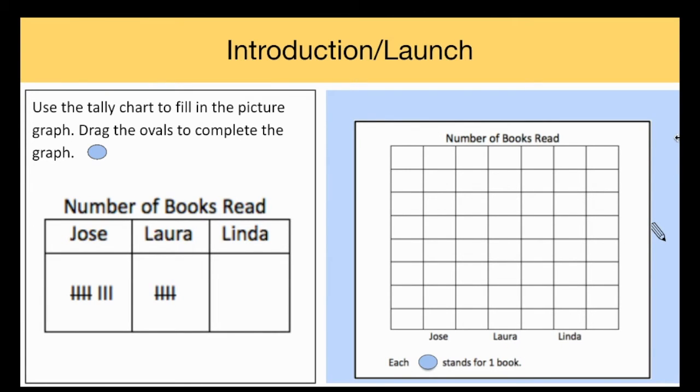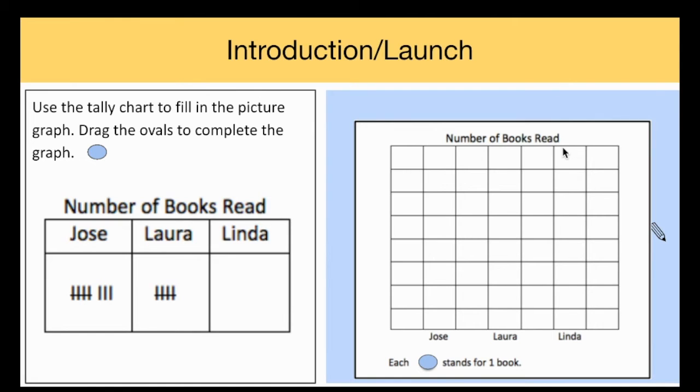Once we have finished collecting data, like the one seen in this tally chart titled Number of Books Read, we can organize that data in a neater and clearer way in the form of a graph. There are many different types of graphs. The first graph we're going to learn about is a picture graph.